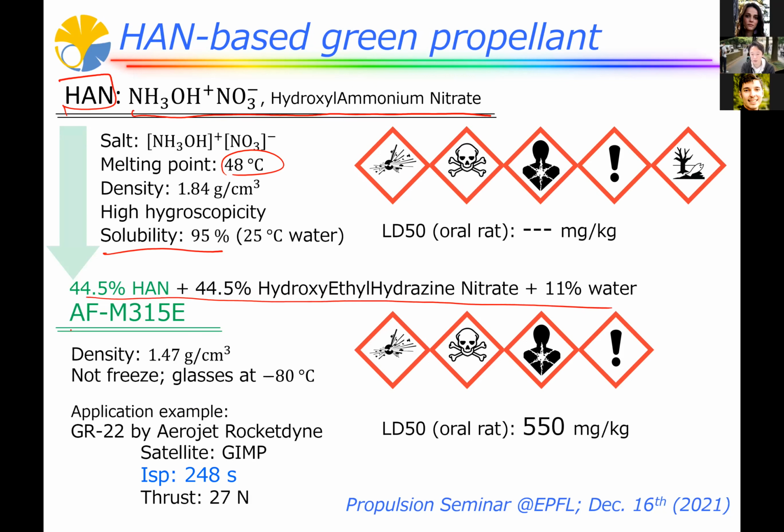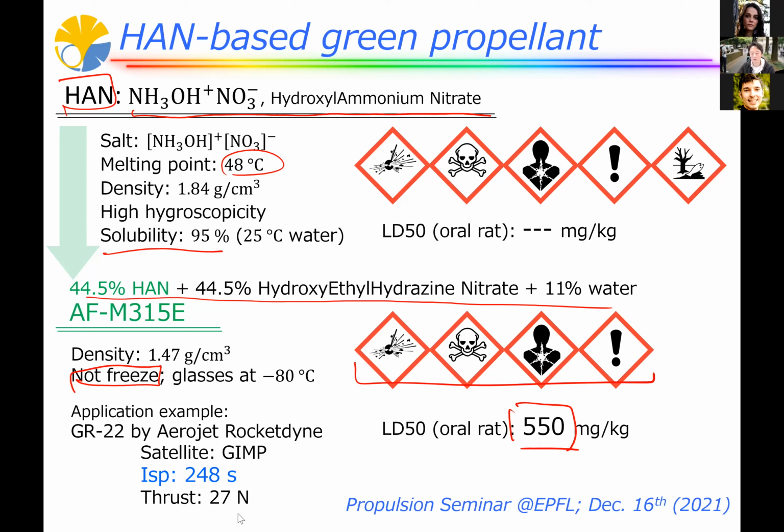This is one example, AF-M315E, developed by Aerojet. In this case, the density is 1.5 and there is no freezing, so it's very nice as a propellant. Remarkably, you see the GHS pictogram has only 4 signs, and LD50 is 10 times higher. This means much safer.